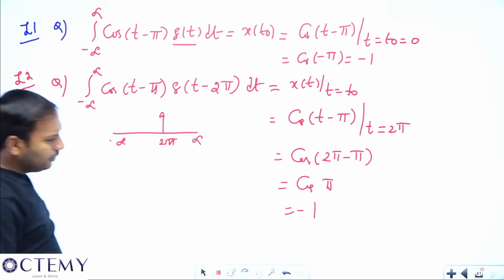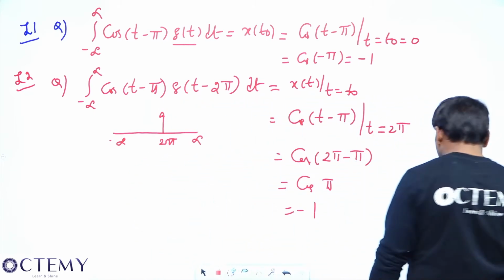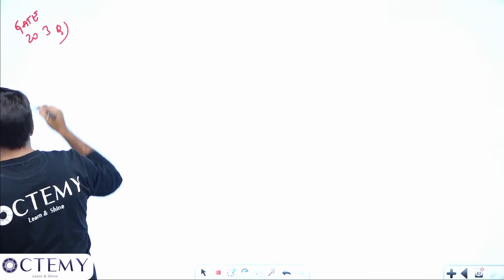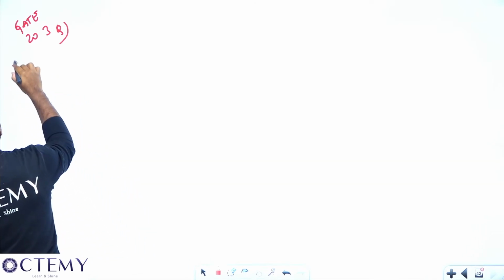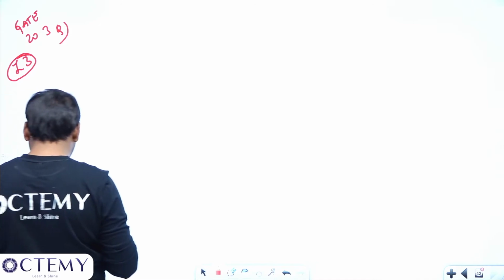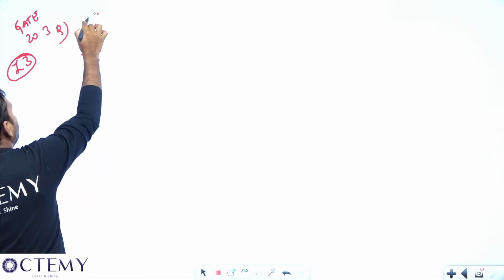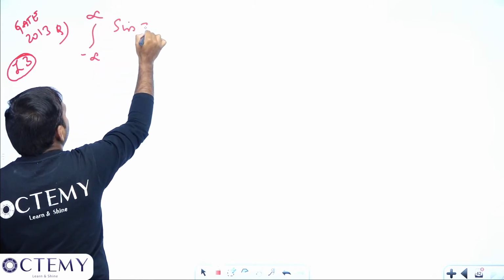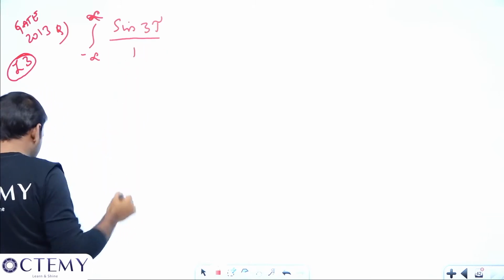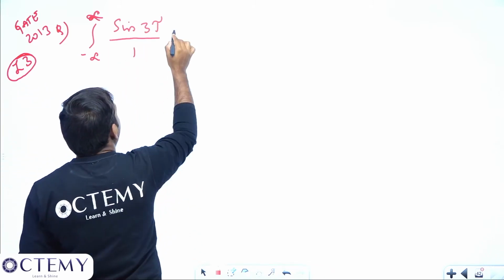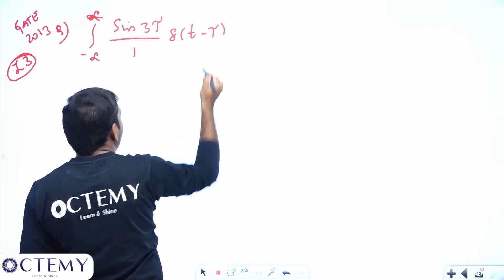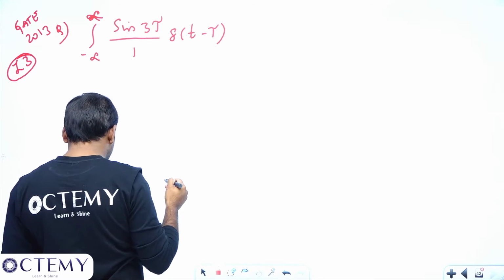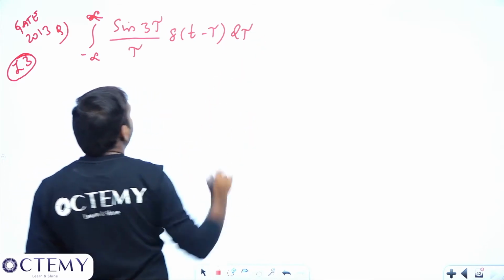Okay, so now I will try to go ahead with the next previous GATE problem. So this is the GATE 2013 problem, and it is a little bit difficult problem, so I am making it a level 3 problem. Integral from minus infinite to plus infinite of sin 3 tau divided by tau, times del of t minus tau, d tau.